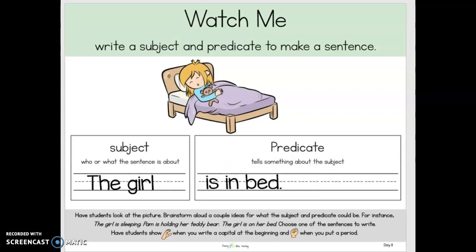Well, now we have, hold up your hand to make a C. We have a capital letter at the beginning. We have the subject and the predicate with spaces between our words and a period at the end. You can hold up your fist to make a period at the end. Good job. All right.